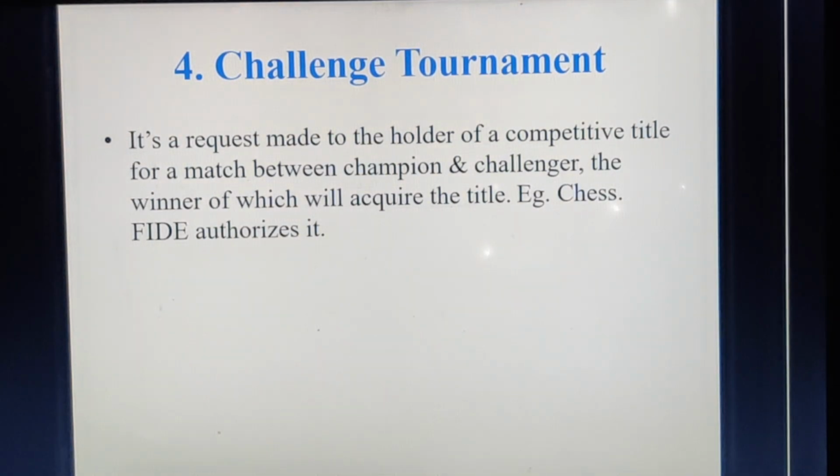Now the last type of tournament is challenge tournament. Let me inform you that this might not be given or explained in your book. So this is just for you to understand and you can make a note of it. The pointer is, it's a request made to the holder of a competitive title for a match between champion and challenger, the winner of which will acquire the title. Example, chess. FIDE authorizes it. FIDE is basically the International Chess Federation, which is located in Switzerland.